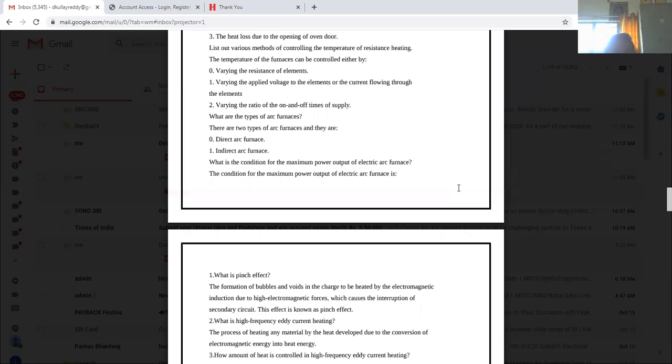Then, what is the pinch effect? A pinch effect is the formation of bubbles and voids in the charge to be heated by electromagnetic induction. This process is involved in induction heating due to the high electromagnetic forces, which cause interruption of the secondary circuit. We call this effect the pinch effect.